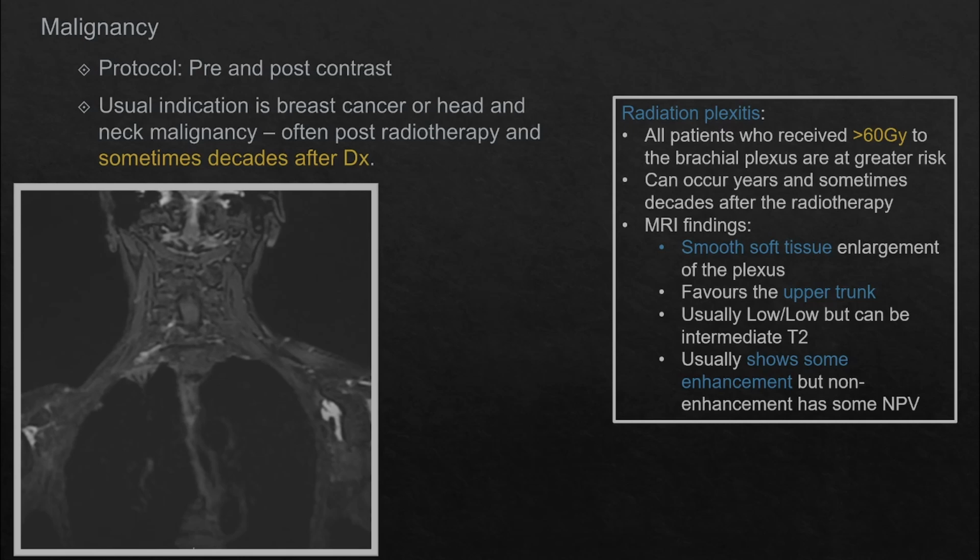In terms of people who are at risk of radiation plexitis, all patients who have received more than 60 grays to the plexus are at great risk, and the symptoms can occur years and sometimes decades after the radiotherapy.